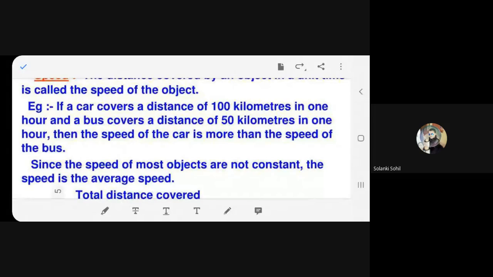Because my car is not in continuous motion. If it is in continuous motion, you can take the speed. But when it is having a break or halt in between, then you have to take average speed. Yes? Girls, are you understanding? Okay.